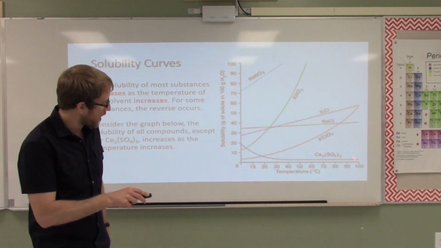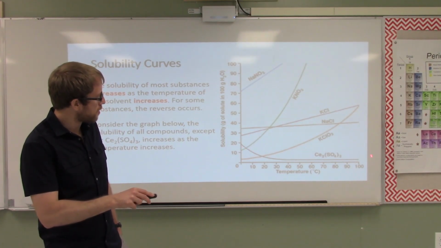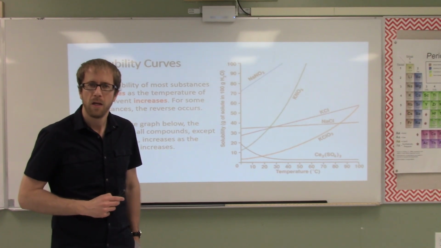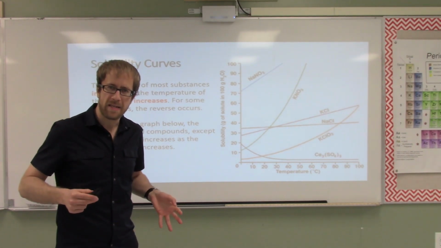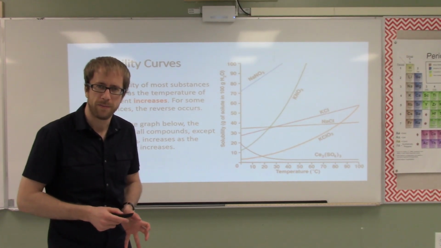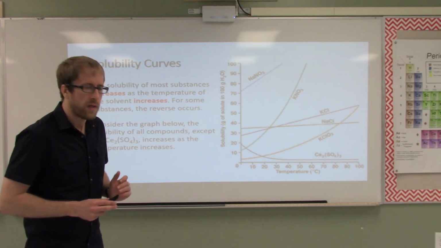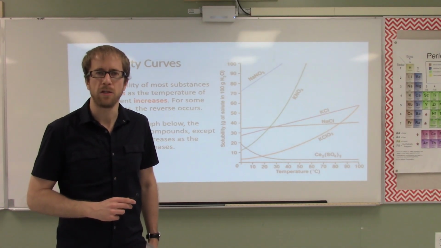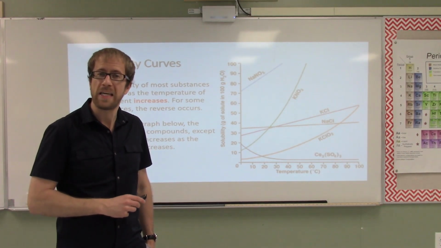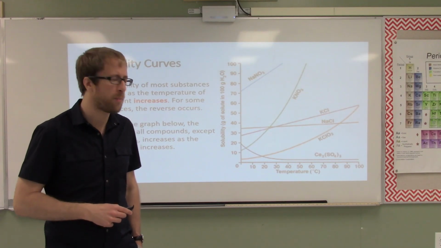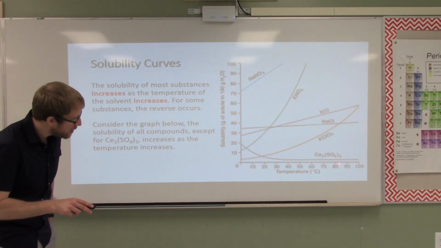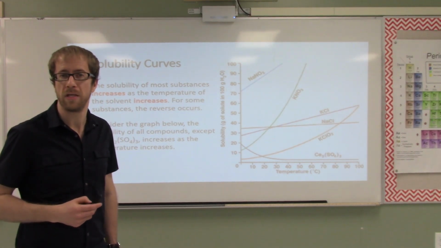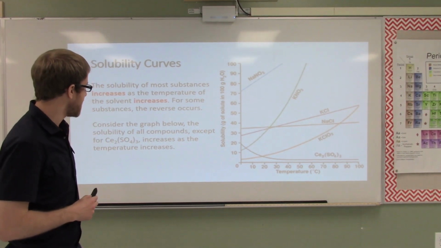However, if we look here at cesium sulfate, we notice that its solubility goes down with increasing temperature. What does that tell us about cesium sulfate? Well, that tells us that cesium sulfate has an exothermic heat of solution, so its solubility actually decreases with increasing temperature. Again, that's kind of the exception to the rule. Most solids will increase in solubility as you increase in temperature.